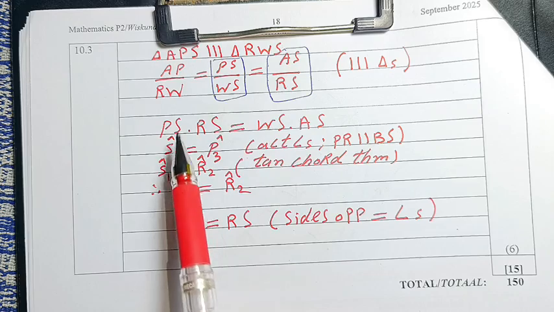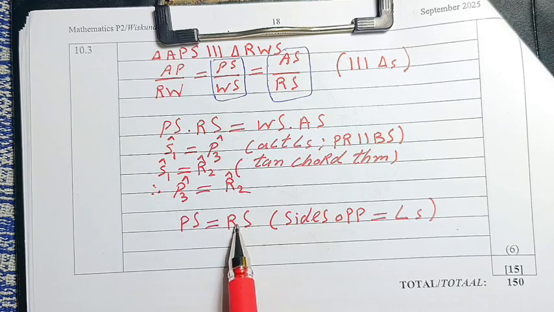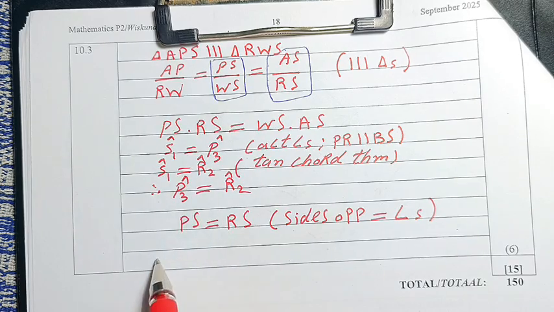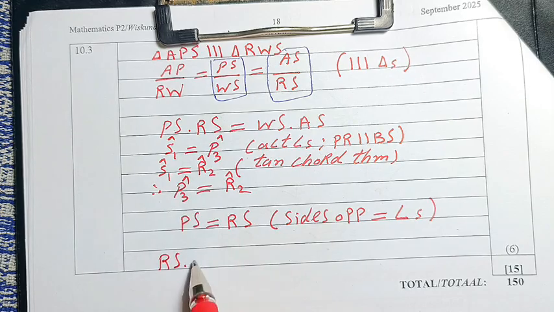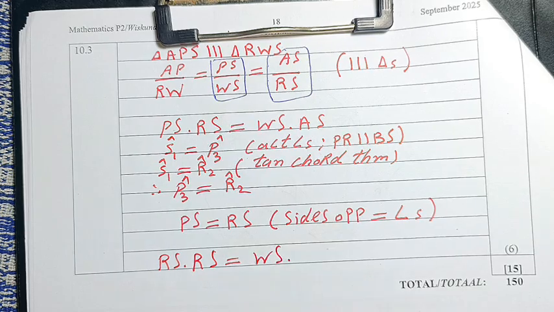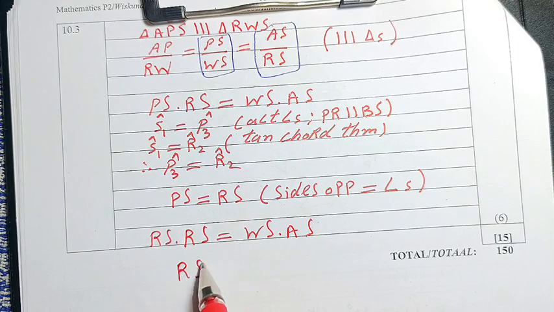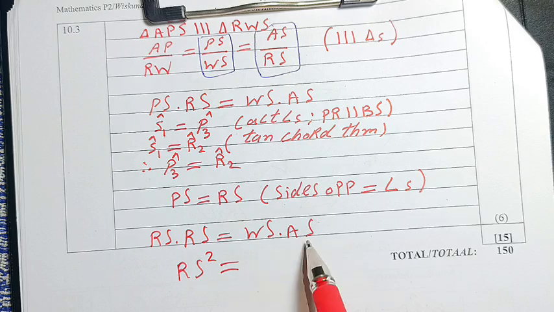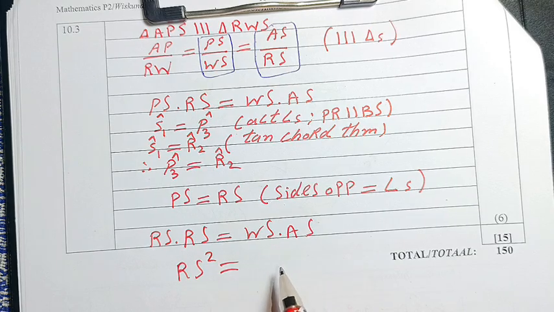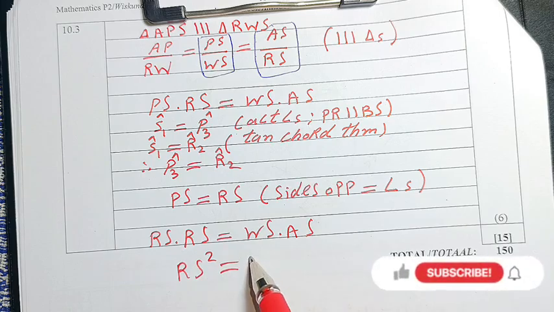Now this PS I can replace with RS. So it's going to be RS multiply RS is equal to WS multiply AS. So RS square is equal to AS first and then WS, same thing, or WS times AS, doesn't matter. So WS multiply AS.